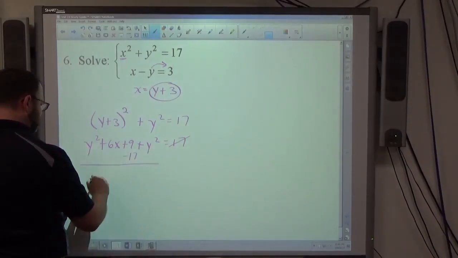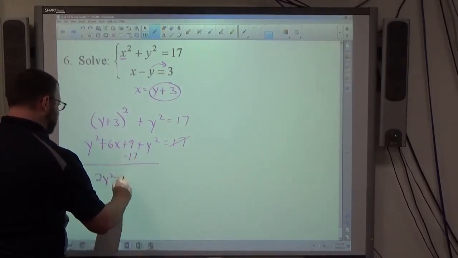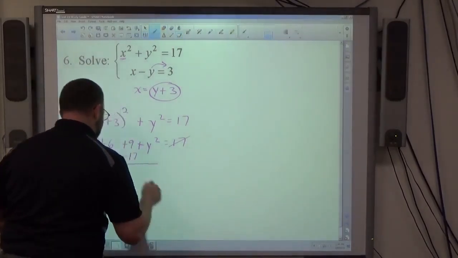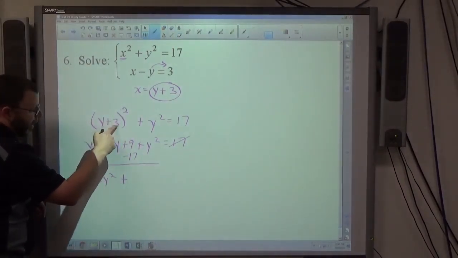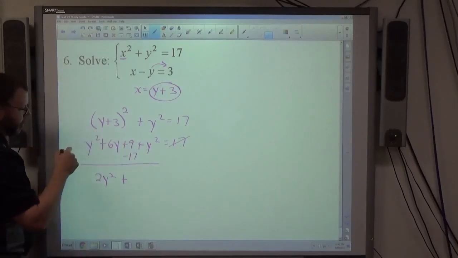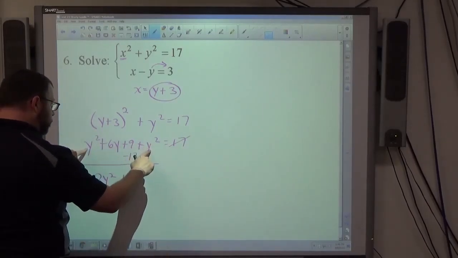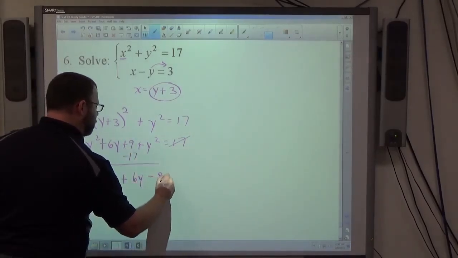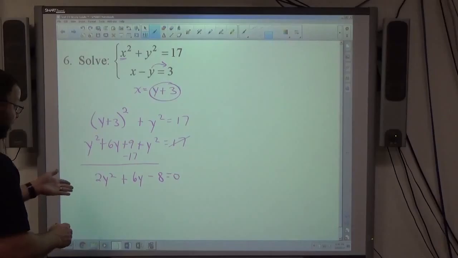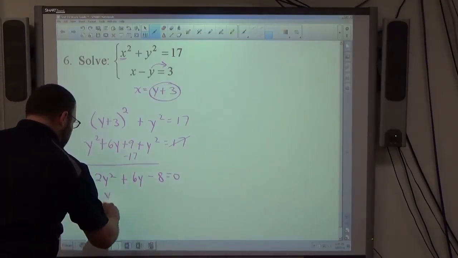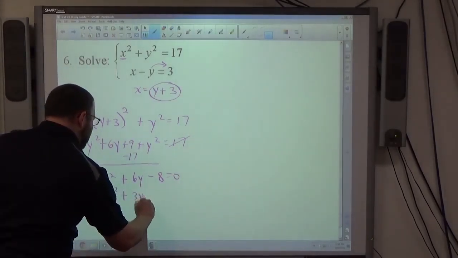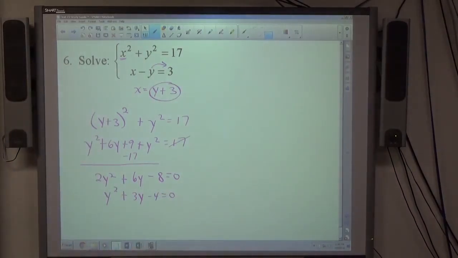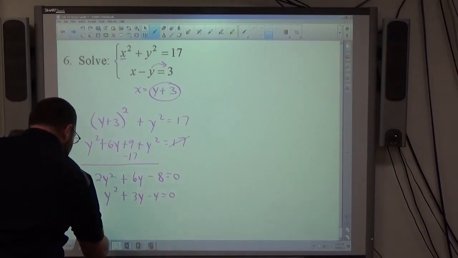I'm going to get y squared plus y squared is 2y squared plus, 3 and y is 3y, double is 6y. So 2y squared plus 6y, and then 9 minus 17 is minus 8 equals 0. And I just happen to see that everything's even, so I might reduce, so y squared plus 3y minus 4 equals 0. I can use the quadratic formula here, but I just happen to see that it's factorable pretty easily.